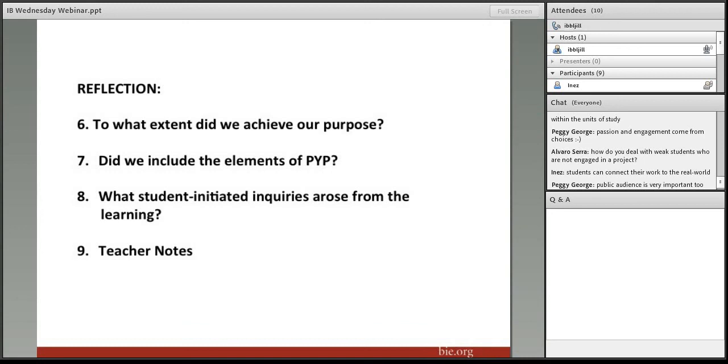Good, that's excellent. Did we include the elements of PYP that you were hoping to see? Go ahead and give some applause instead of raising your hands.